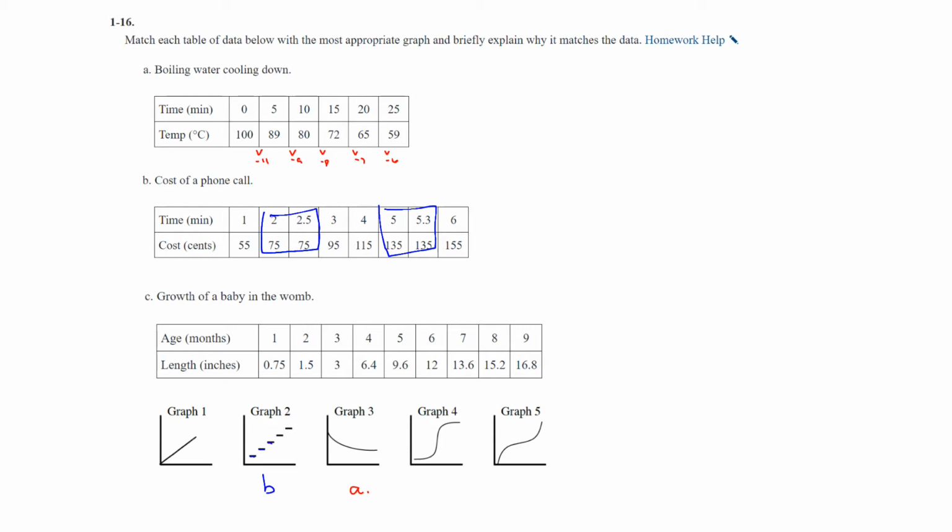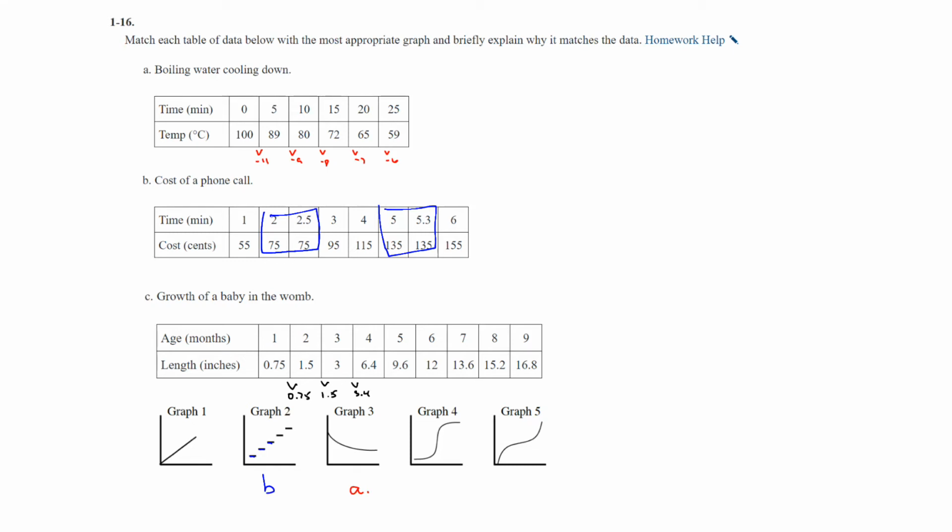And then on part C, growth of a baby in womb. So you have the age in months, and then the length of the baby as time goes on. So for that one, you have graph 1, 4, and 5 left over. So, right here, think of how it's growing on each of these. First one you have 0.75, and the next one you have 1.5, and then all of a sudden it jumps up to 3.4 in terms of how much it's growing.